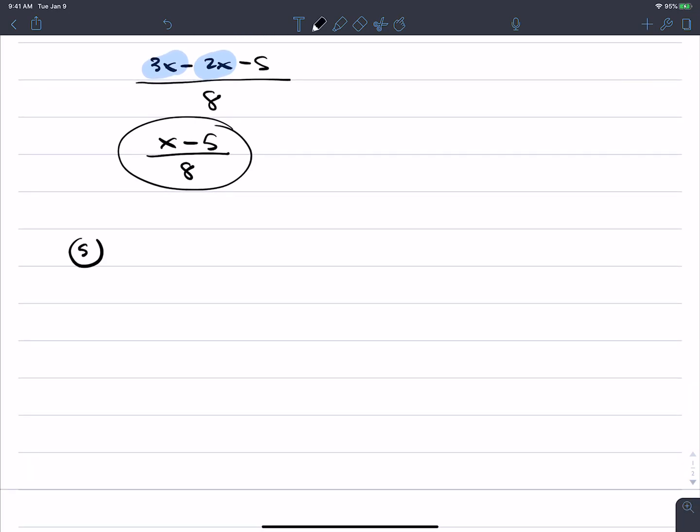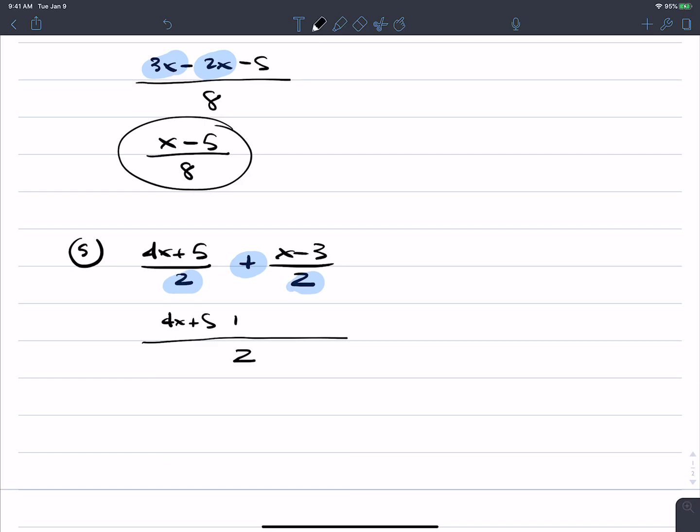Number 5. (4x + 5)/2 plus (x - 3)/2. Again, we notice that these fractions here are like. We're going to add these fractions. We put them over the same denominator. This is over 2. 4x plus 5 plus x minus 3.